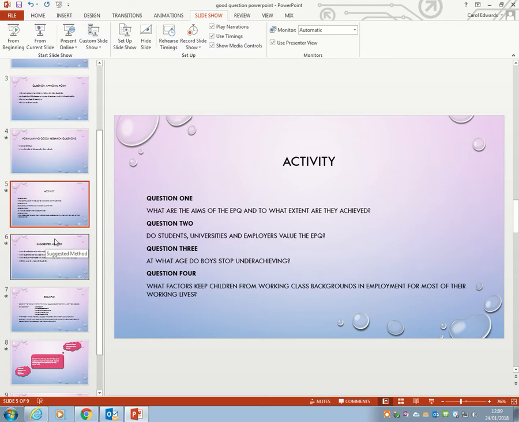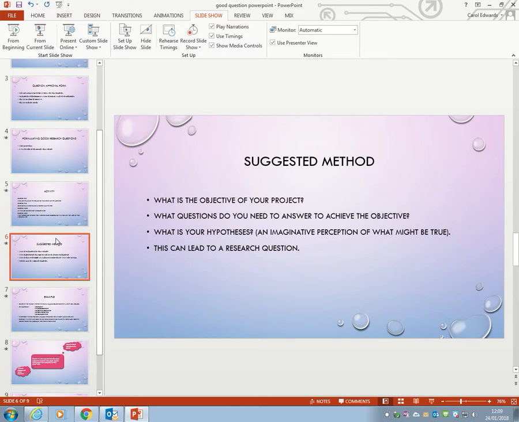So how do you get a good question? Well, you need to think about what is the objective of your project. So sit down and think, what am I hoping to achieve by this research? And then list all the questions you need to answer in order to establish whether you've achieved it or not. Then you need to come up with an hypothesis, and this is what you believe to be true about the thing you are researching. And then from that you should get a research question.